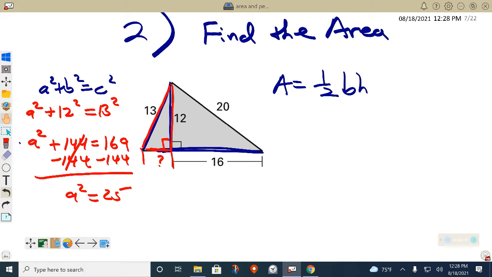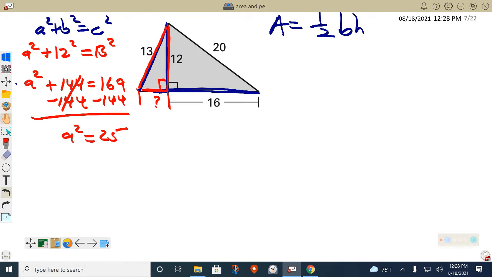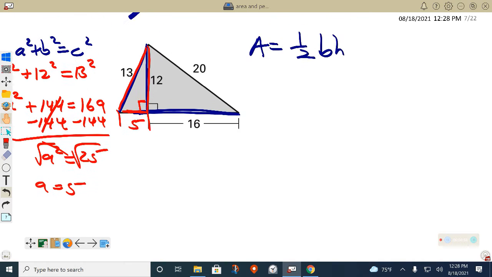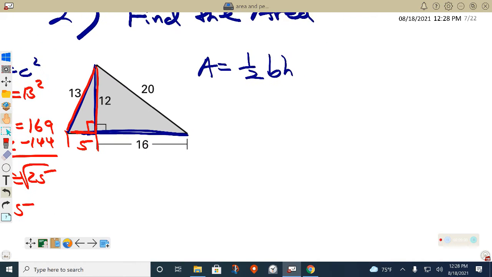Now watch. I want to get A alone. I'm going to take the square root of both sides. You may have remembered that or not. Again, don't worry about it. So A is equal to 5. So this little side is 5. Now I know the base. You with me, Robles?